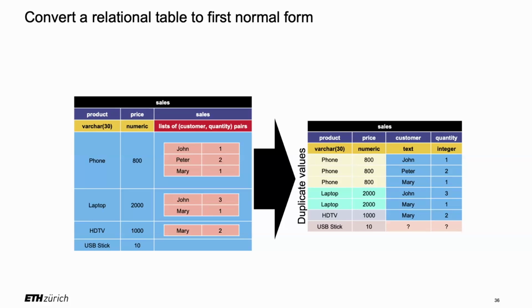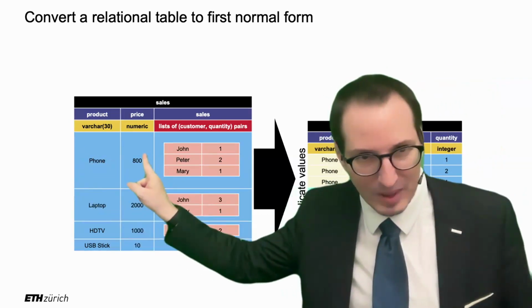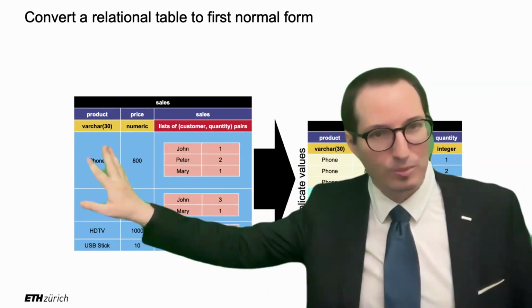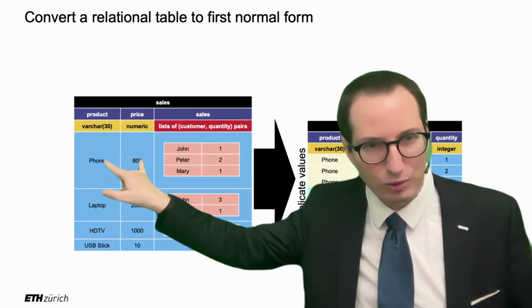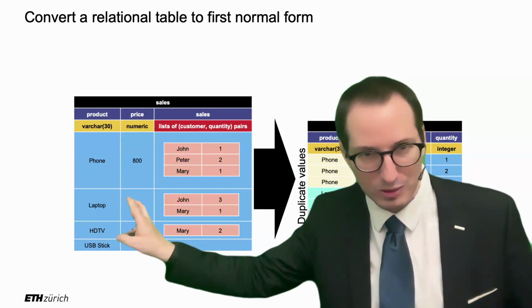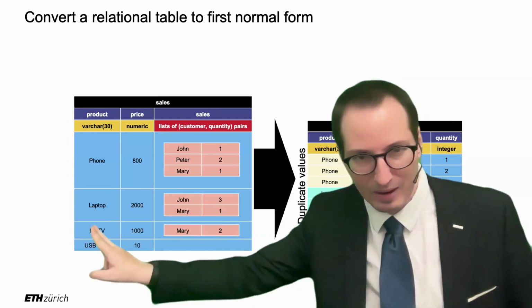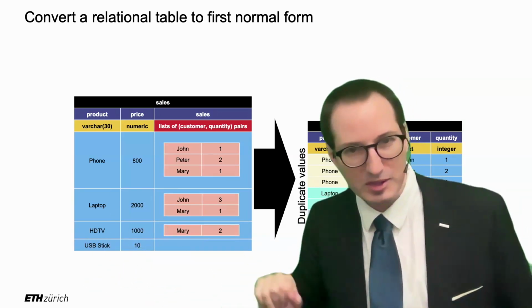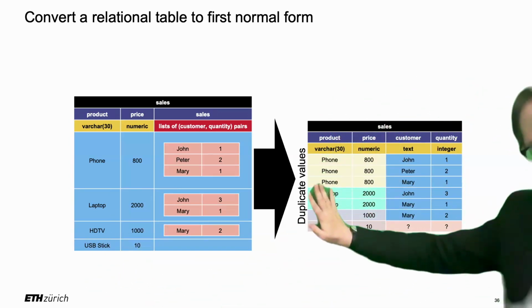On the left, you have a table that is not in the first normal form because the third column has nested tables. And the trick to transform the table into a table that is in the first normal form is to take these values here and duplicate them. Basically say phone 800, you duplicate it 3 times and put it in here, and in here. Laptop 2000, duplicate it twice, here and here. This you duplicate, you put it here, and here you just add nulls. This is what you get, right?